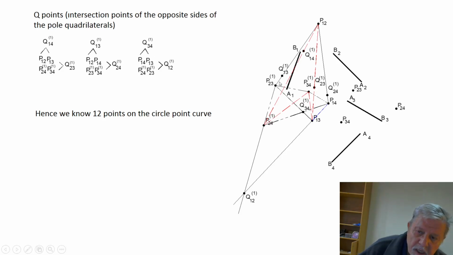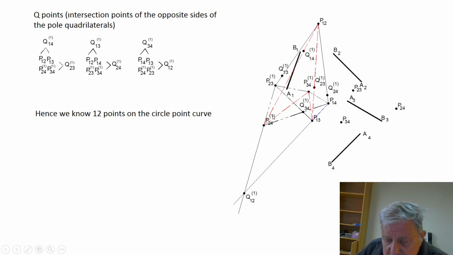Now, if I know the poles, determine the pole quadrilaterals, Q points, we have the Q points. If I determine P12, P13, P24, P34, let me show that. P1, P24, P34, P34, P23, and P13. Okay? This is your opposite pole quadrilateral.